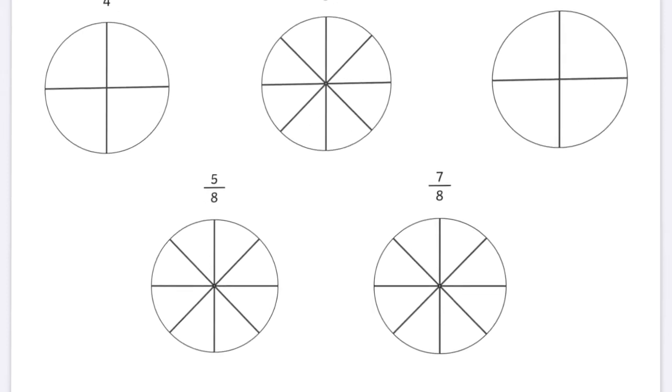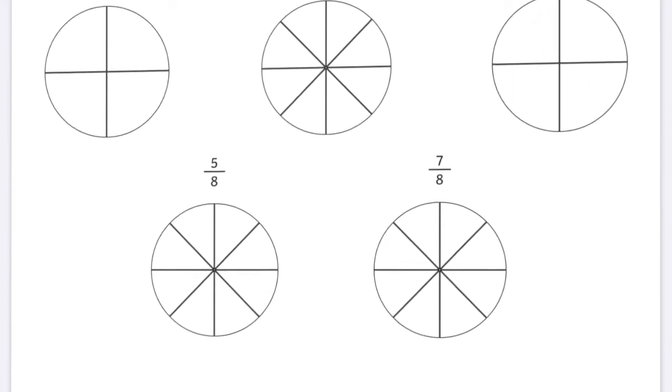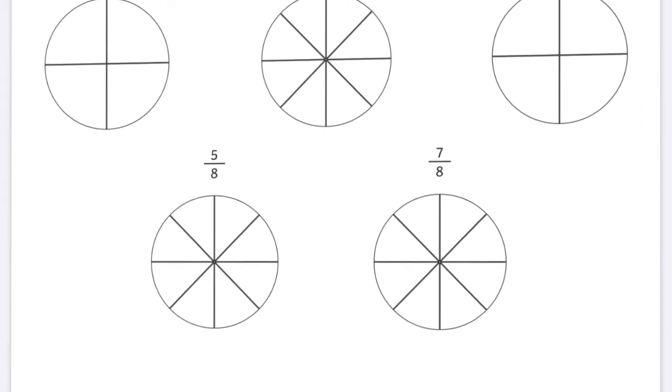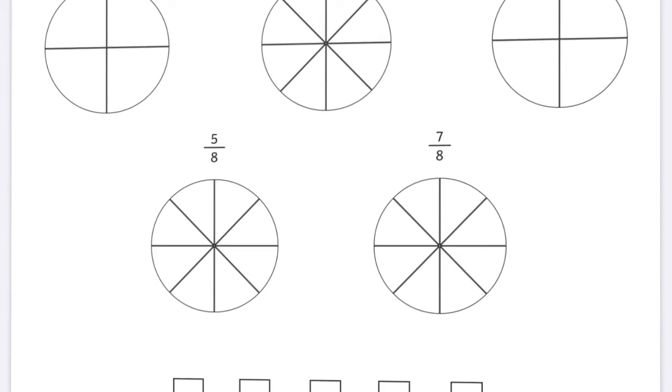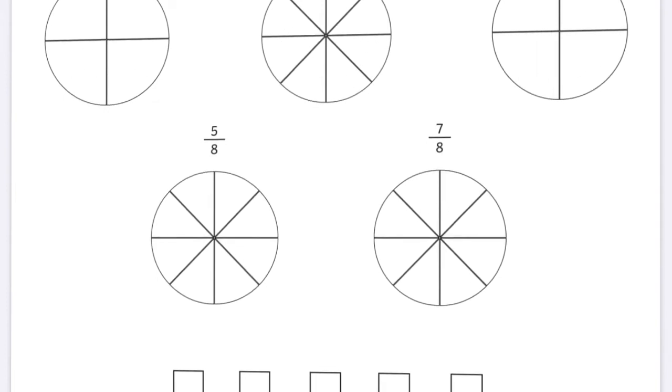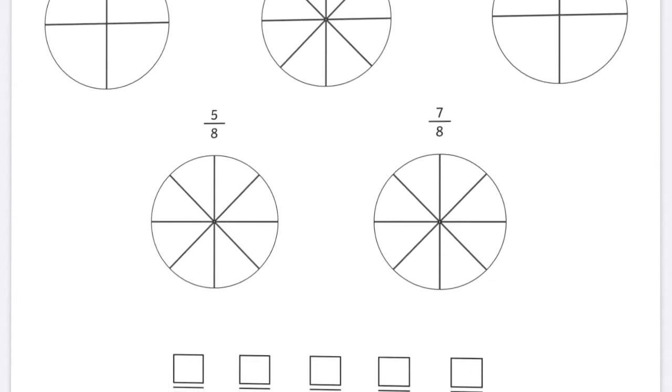Then, here comes the tricky bit. Looking at those boxes underneath, it goes from smallest all the way across to largest. Take a look at your diagrams. Which one has the smallest amount shaded? What size is that fraction? Write it down into that box. Next, cross that one out, move on to the next one.